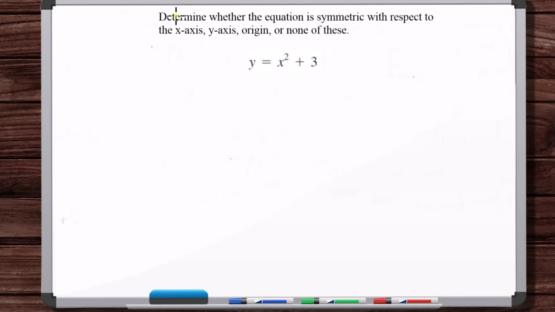In this video, we're going to work some example problems on even and odd functions and just equation symmetry. Okay, let's get started. Determine whether the equation is symmetric with respect to the x-axis, y-axis, origin, or none of these.